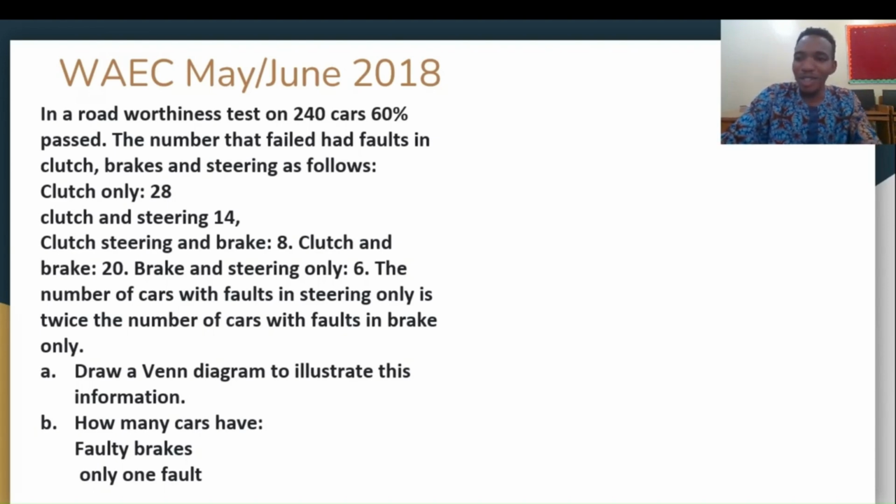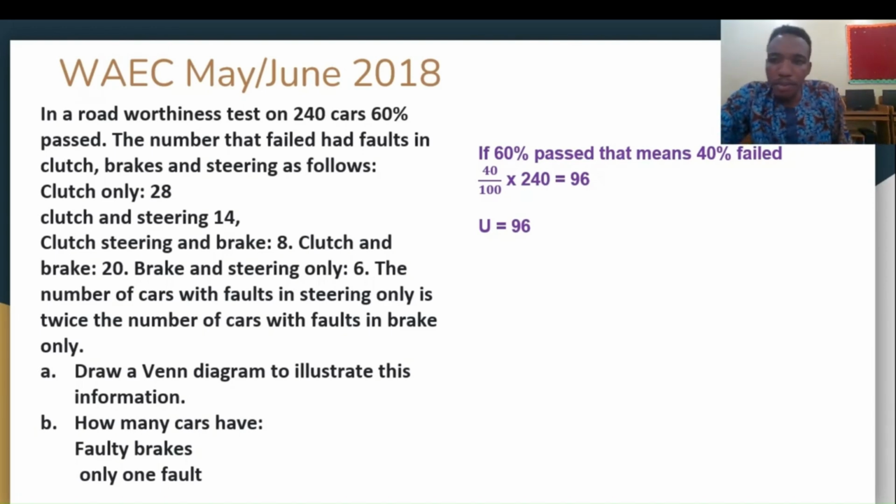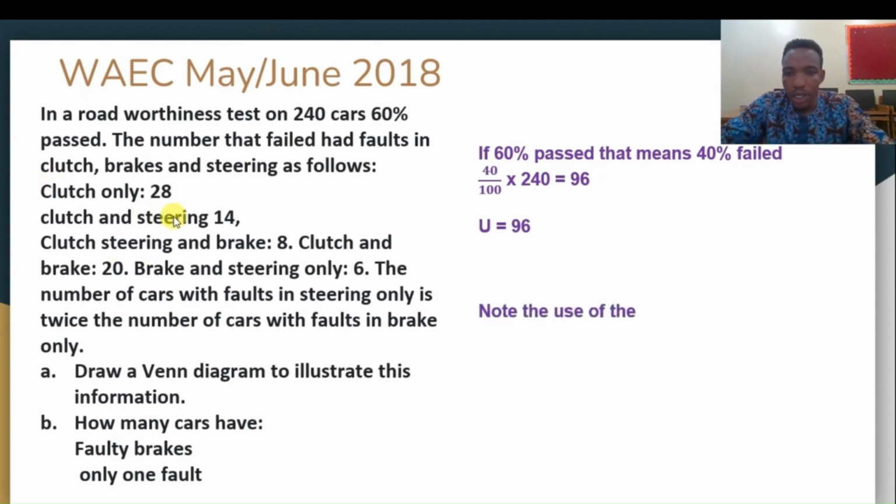So let's go with 40% of 240 cars. If 60% pass, that means 40% fail. We already said that. So 40% of 240 is 96. So that means our universal set for this particular question is 96. So we have 96 faulty cars. Now let's go to the Venn diagram by trying to fill what we have. Since we have three sets, we have clutch, steering, and brakes. So now let's try to draw that.